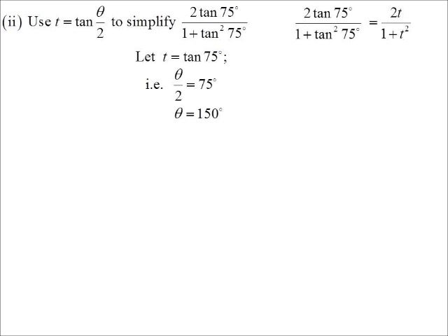So we now have 2t on 1 plus t squared, which is the t result for sine. In our problem, theta will be 150. So sine 150, second quadrant, sine's positive, 150, the acute angle is 30, sine 30, half. Ta-da!